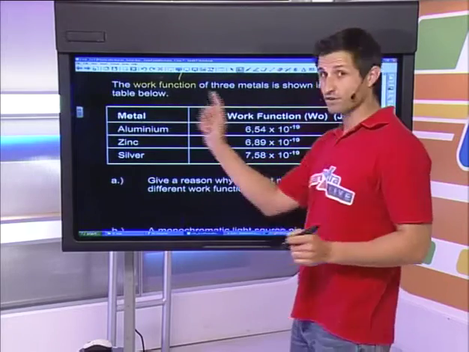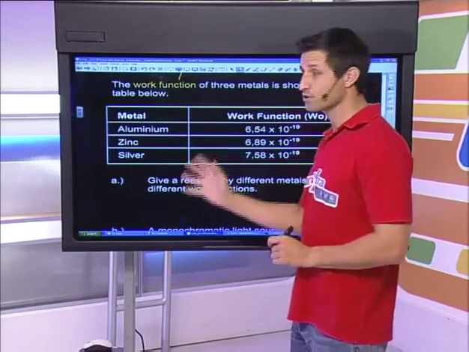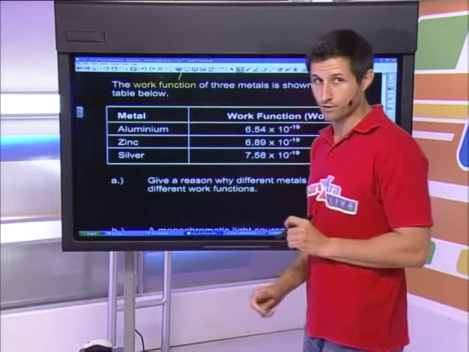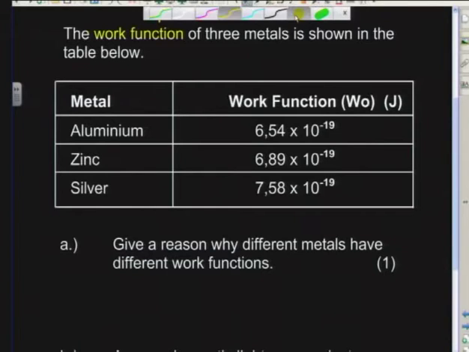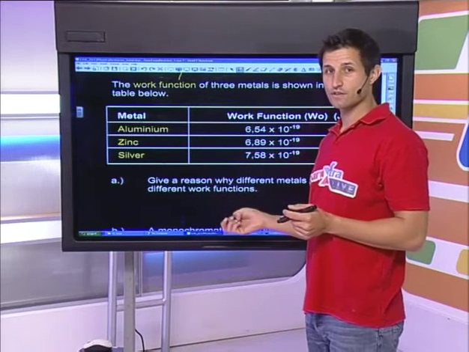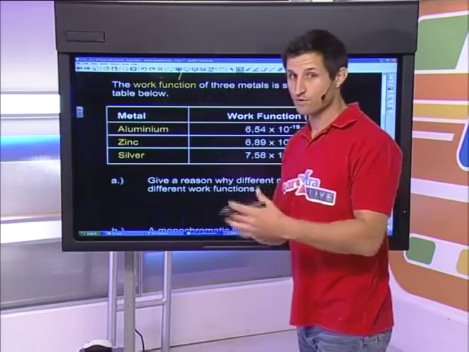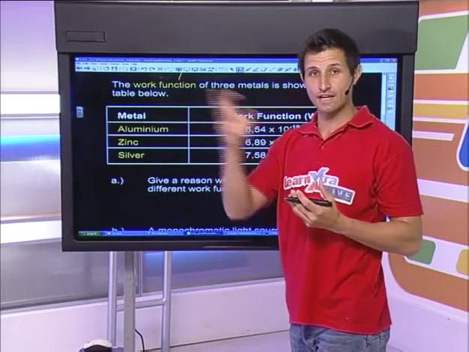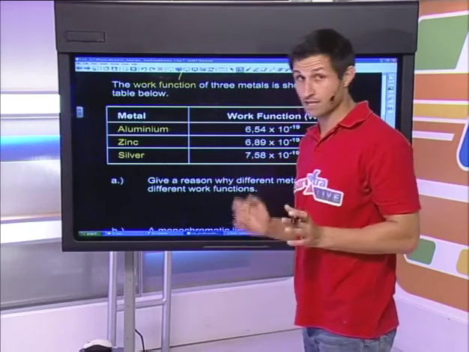It says the work function of 3 metals is shown in the table below, and here they are. I've got some aluminium over there, so let's highlight them and find out what's going on. I've got aluminium, zinc, and silver. So there are my 3 metals. Now let's remind ourselves what a work function actually is. A work function is the minimum energy required for a photon to remove an electron, to eject an electron from a surface. It's usually a metal.